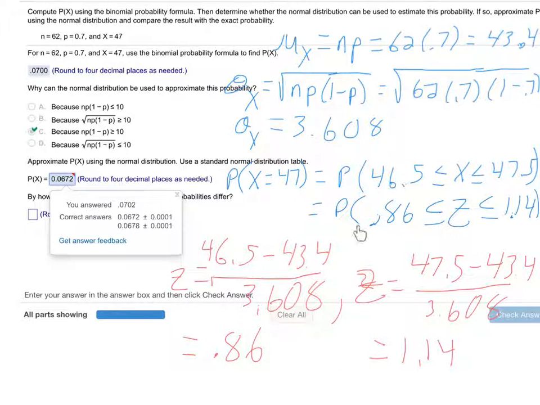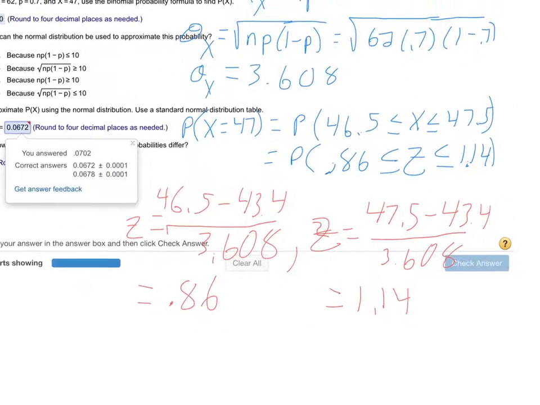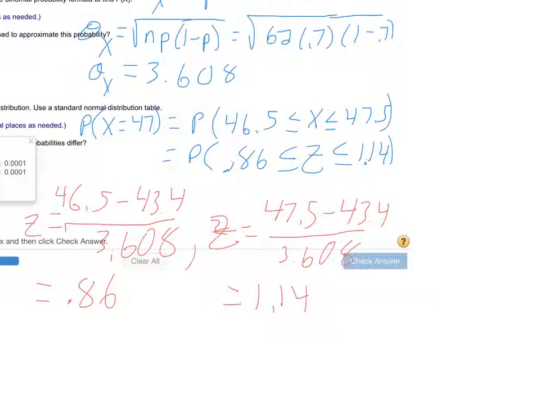And so you need to look up 0.86 in the table and 1.14 in the table. Let me move this over a little bit. I've already looked them up in the table. So 1.14, I looked it up in the table, and it's 0.8729.